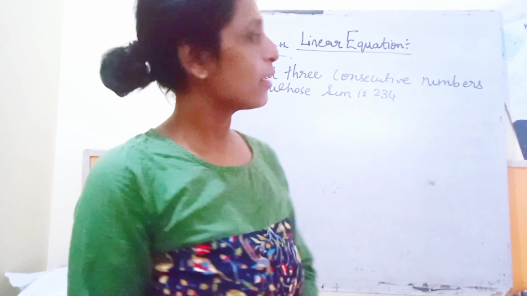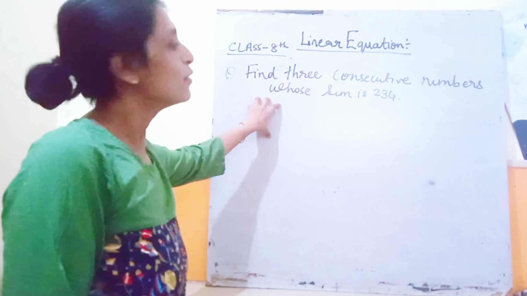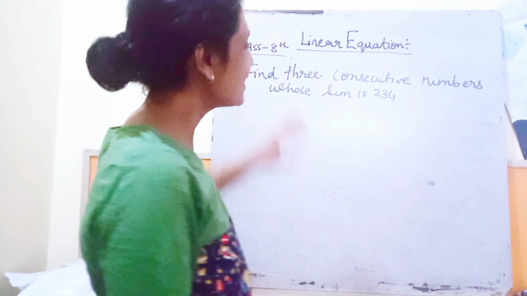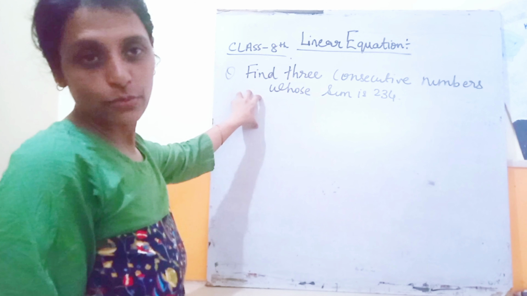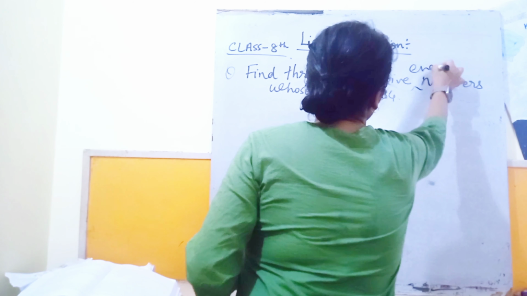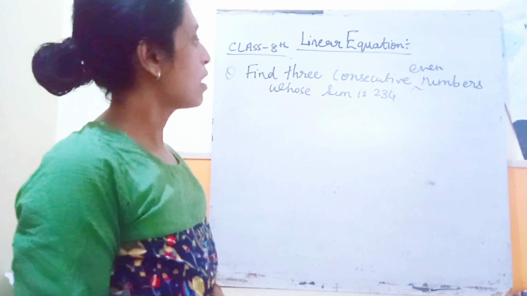Here again I am with the solution of another word problem of linear equation of class 8. In this word problem you have to find three consecutive even numbers. I forgot to write even here. Even numbers whose sum is 234.